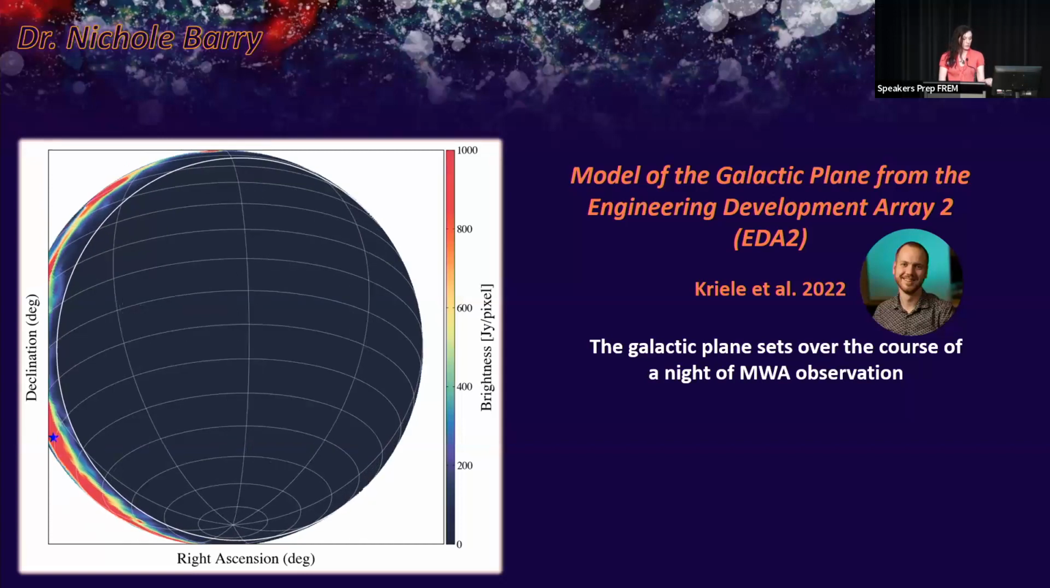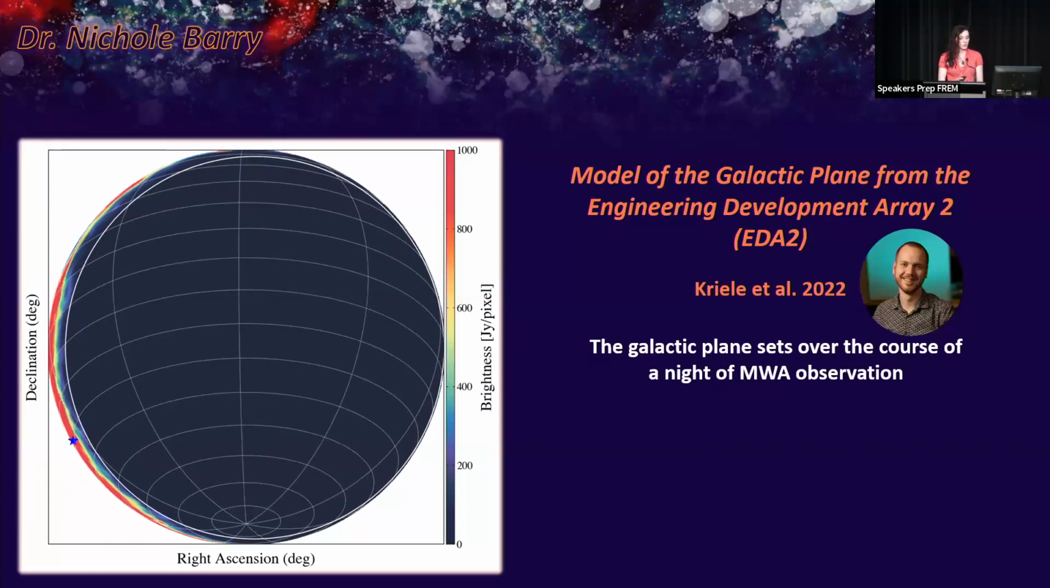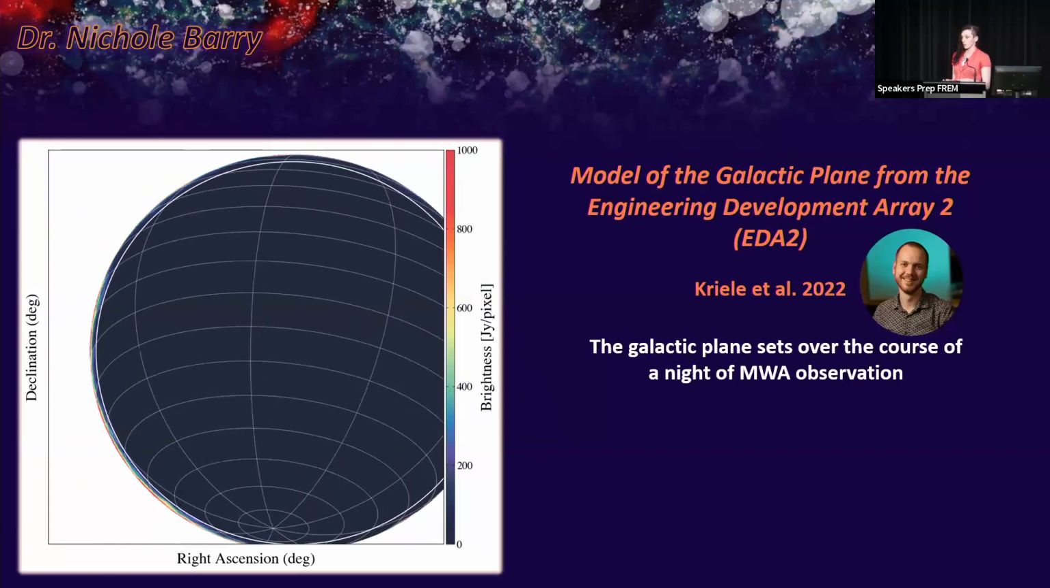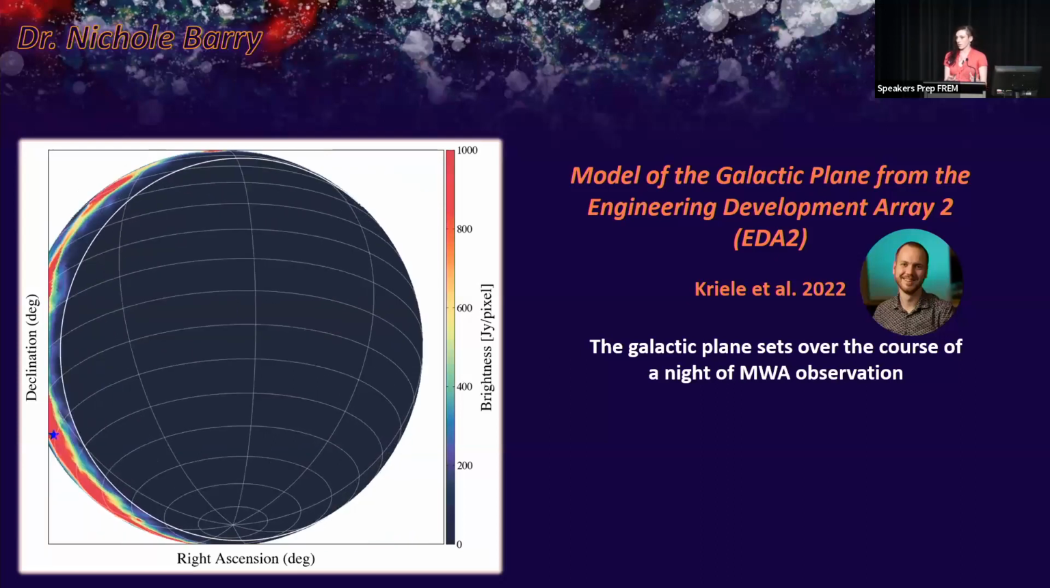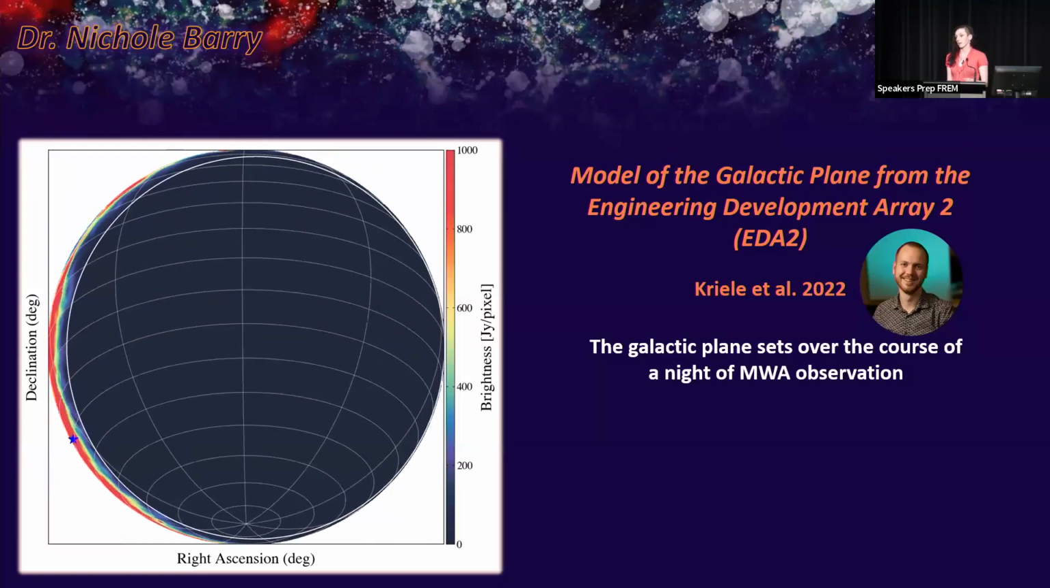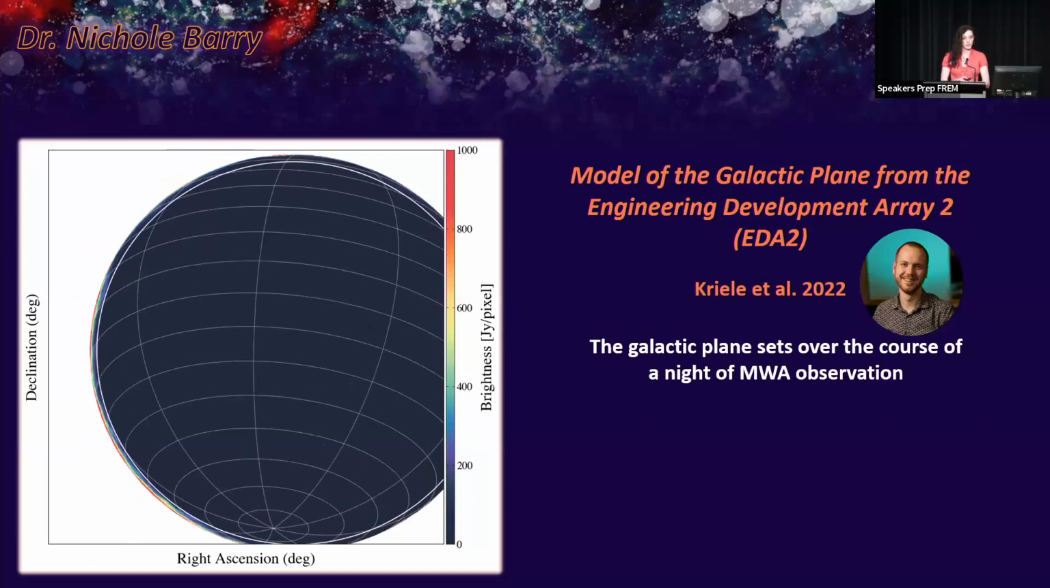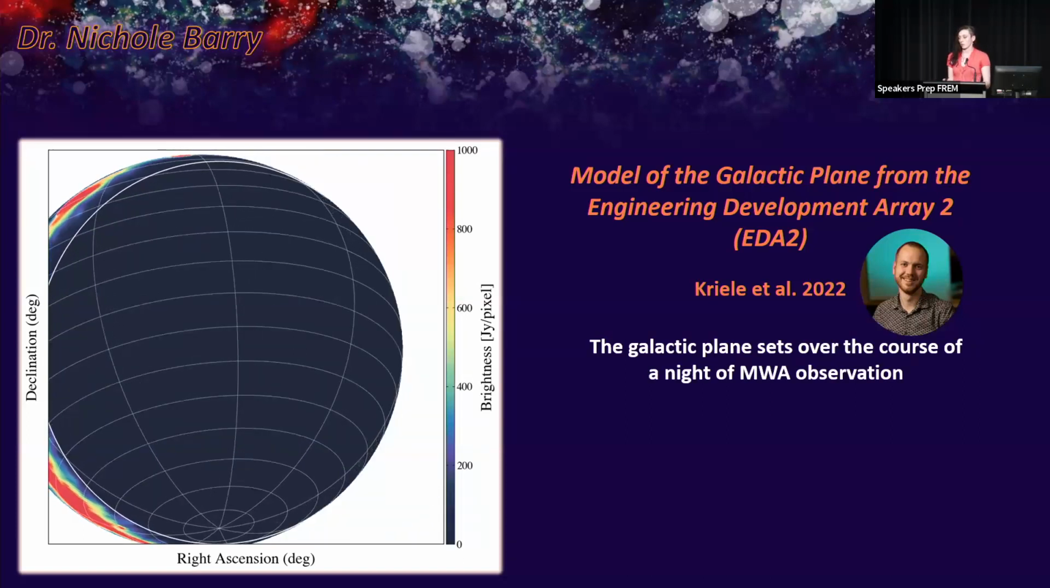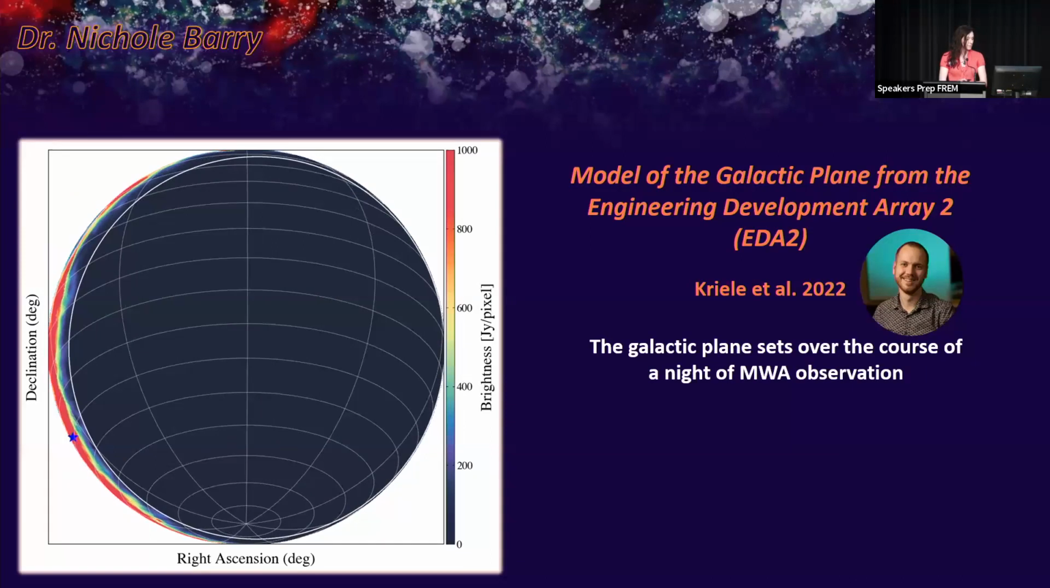And you can tell that this galactic plane is setting over the course of the night. And that's done on purpose in a way, because for EOR observations, you want a quiet, relatively cool part of the night. And so you don't want to look at the galactic plane. You want it to set.